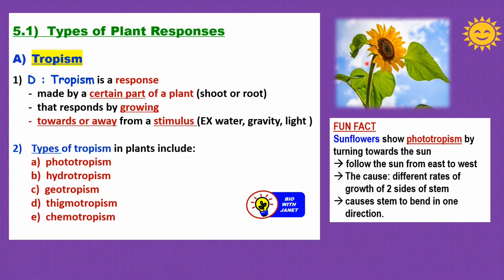When the flower is turning from east to west in the daytime, it's because of the different rates of growth of the stem where the flower is attached. The different rates of growth of the two sides of the stem will cause the stem to bend in one direction, and that leads to the turning of the flower to face the light. Anyway, this is not mentioned in the textbook, but it's a type of tropism. Just a fun fact.